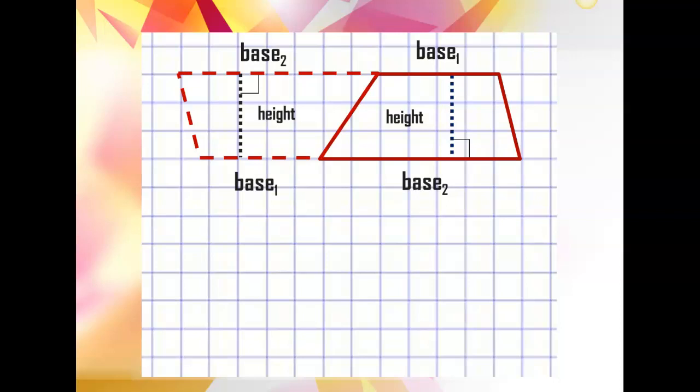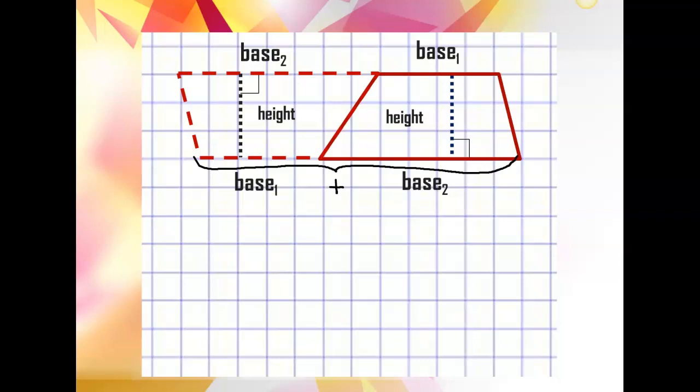If we look at our overall parallelogram shape, we know that the area of the shape is going to be the base times height. To find the area of that parallelogram, we will first have to add base 1 and base 2 together to get the full length of the side. Then we will multiply that times the height.